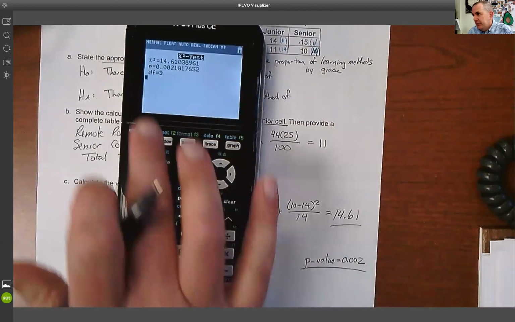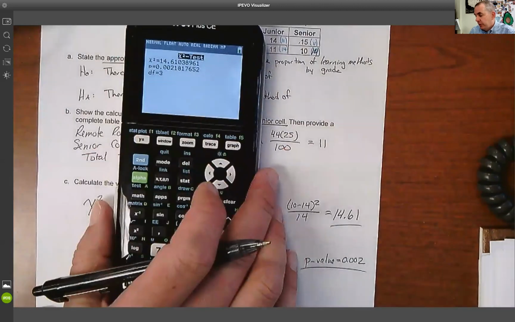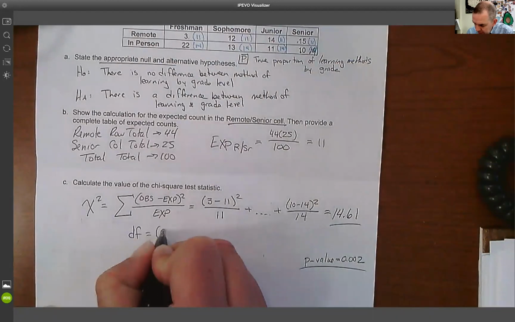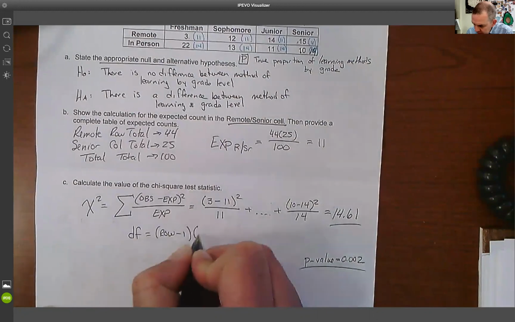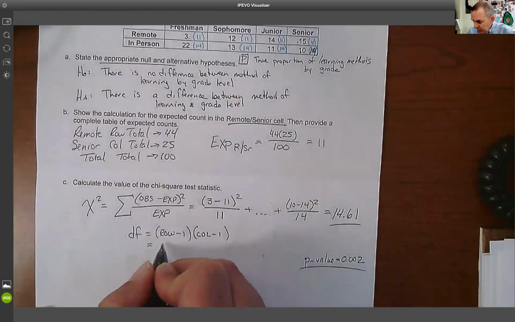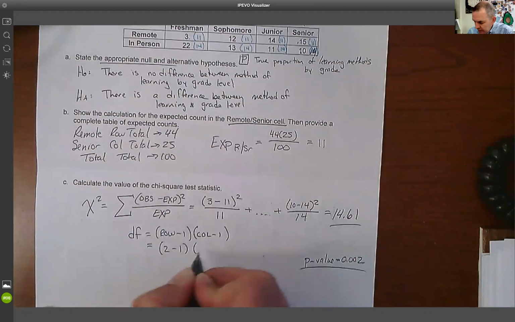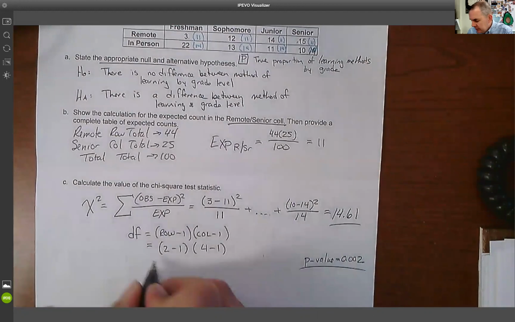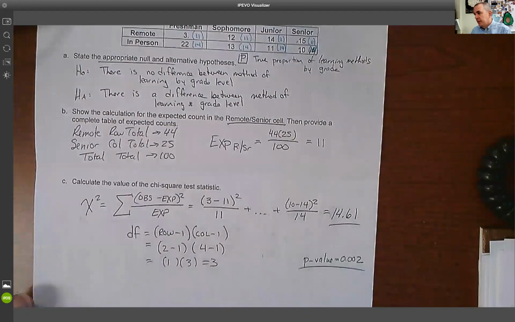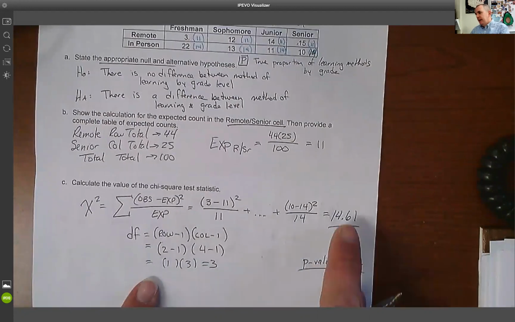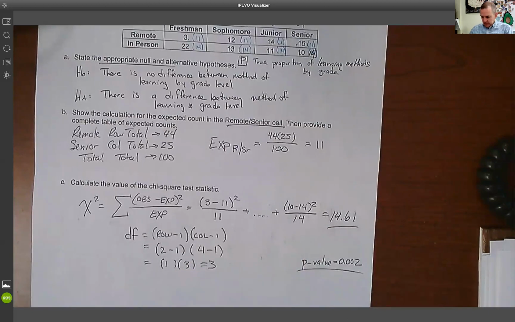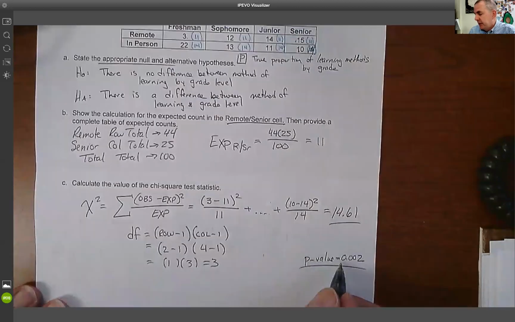And now the thing is, let me talk about degrees of freedom. Degrees of freedom are equal to 3. Let me show you how we get degrees of freedom. Degrees of freedom is your number of rows minus 1 times your number of columns minus 1. So in this case, we have 2 rows minus 1 times 4 columns minus 1. That's 1 times 3. That's how I got a degree of freedom of 3. And what we're doing to get this p-value is comparing this test statistic to this degree of freedom. So in this case, that's a pretty low p-value.